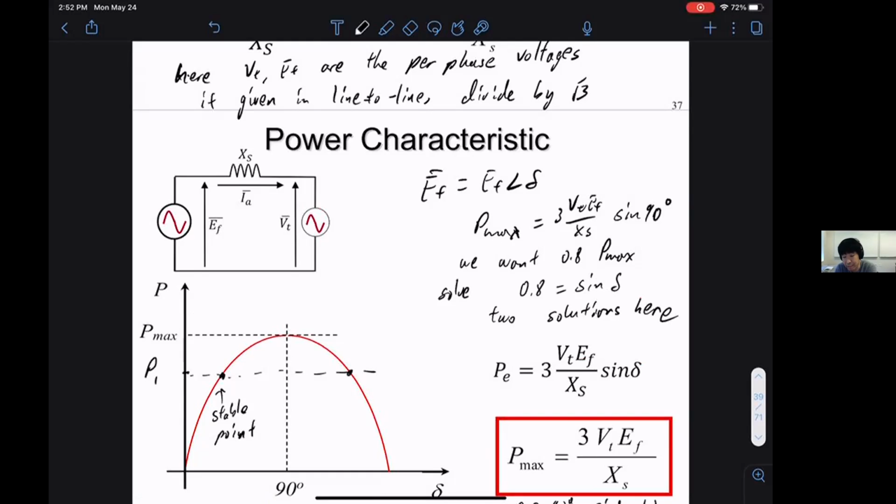If you just solve the equation this way, you have two solutions that solve the equation 0.8 equals sine delta. Are we clear on this part?